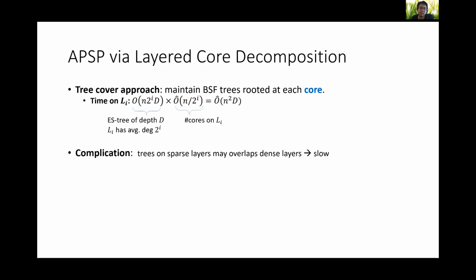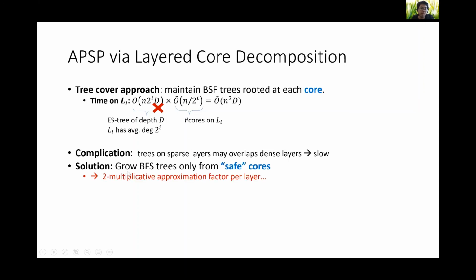Except that this is not quite true. The complication is that although you grow a tree from layer i in a sparse layer, that tree might overlap, might go to the denser layers above. And that is why the time to maintain the ES tree might be slower, because your tree spans to the dense layer that has average degree greater than 2^i. Okay, so that's bad, but the solution is to carefully grow the BFS tree only from a safe core that is far enough away from the dense part. You can do this, but it will introduce a two multiplicative approximation factor per layer. We have log n layers, and 2^(log n) is n, so that's bad.